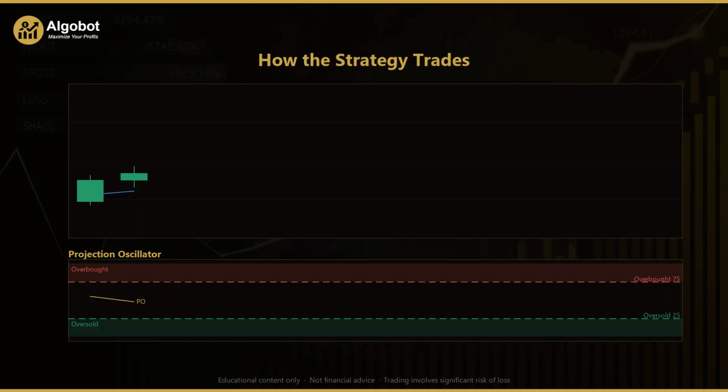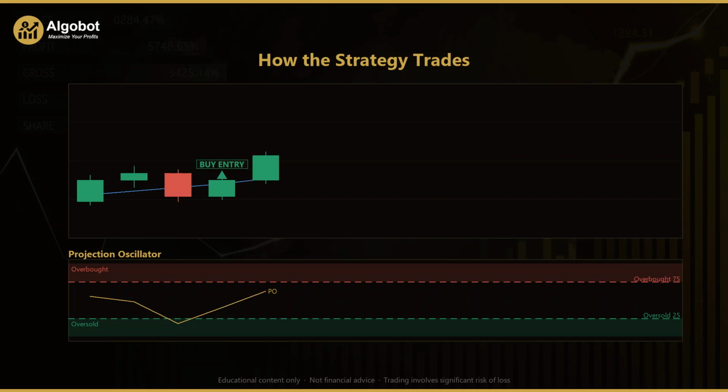Let's walk through this illustration candle by candle to see how the strategy would trade both directions. On the price chart, you can see the blue trend EMA weaving through the candles, and in the panel below sits the projection oscillator, with the oversold line at 25 and the overbought line at 75. Look at the first two candles. Price is climbing and holding above the rising blue moving average, so the medium-term trend is clearly pointing up. That's the backdrop the strategy wants before it even thinks about a long.